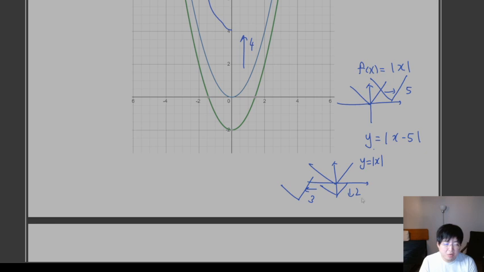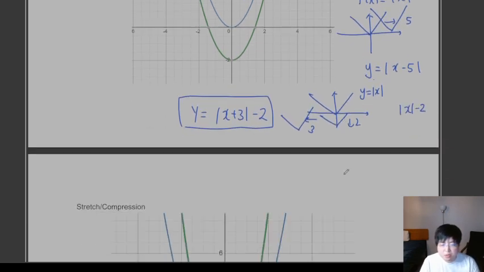So first, down by 2 will do. We need to subtract 2 to the entire right hand side, right? And shift it to the left by 3 units will be adding 3 to x. So it's going to be absolute value of x plus 3 and subtract 2 will be the last form of the equation. Okay?